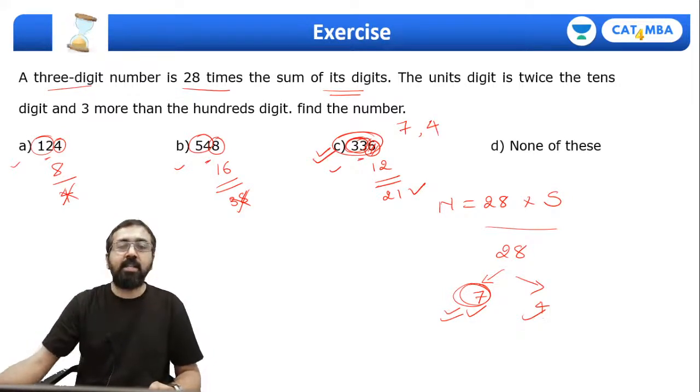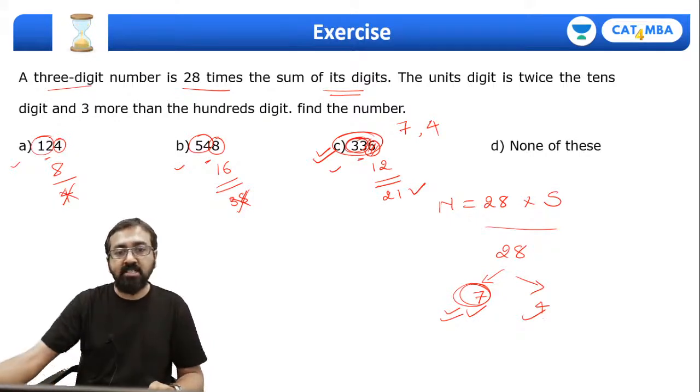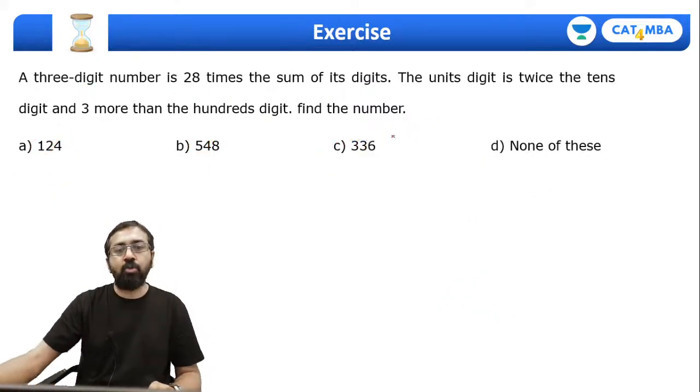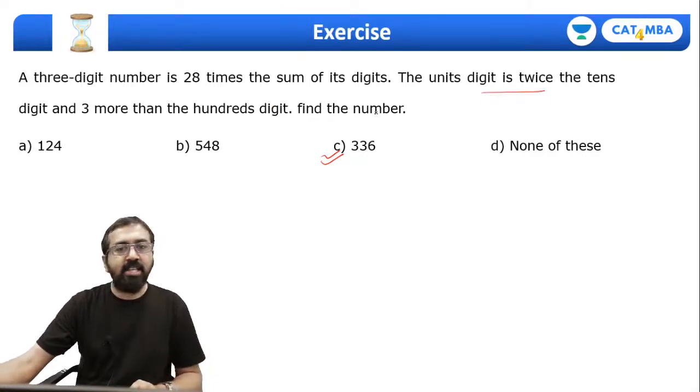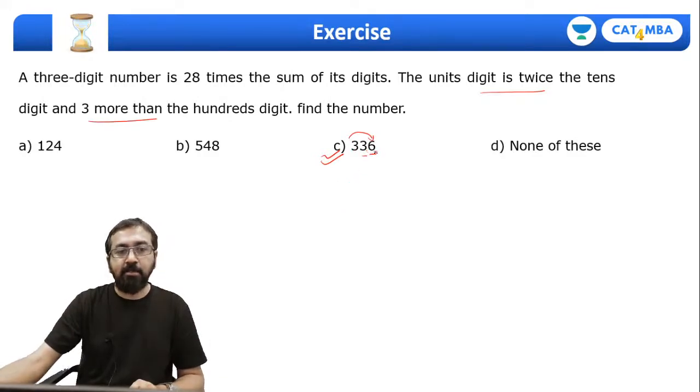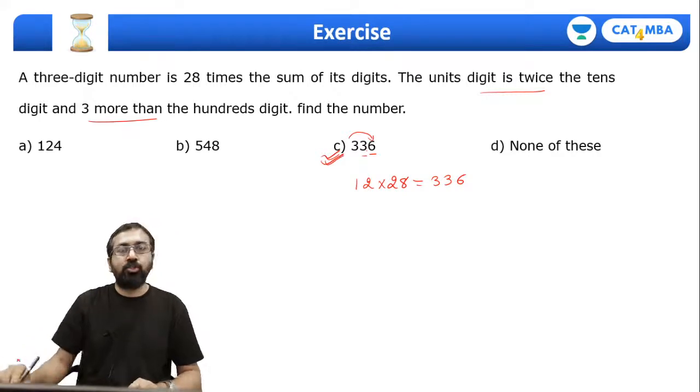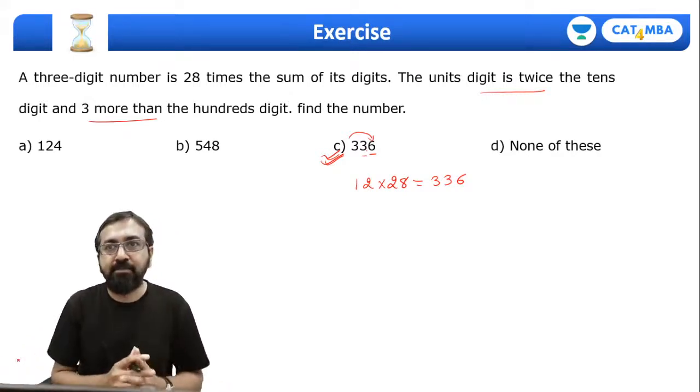So chances are that this will be the answer most likely, but there is none of these also, so we may have to solve it completely. Okay, so let's see whether it satisfies all the conditions. So this number is definitely divisible by 28, and then the units digit is twice the tens digit. Yes, the units digit is twice the tens digit, and 3 more than the hundreds digit. Yes, so it's there. And if you check 3 plus 3, 6 plus 6, 12, 12 into 28 करेंगे तो हमें 336 मिल जाएगा. मतलब ये सही आंसर है. So this is the trial and error approach, right?